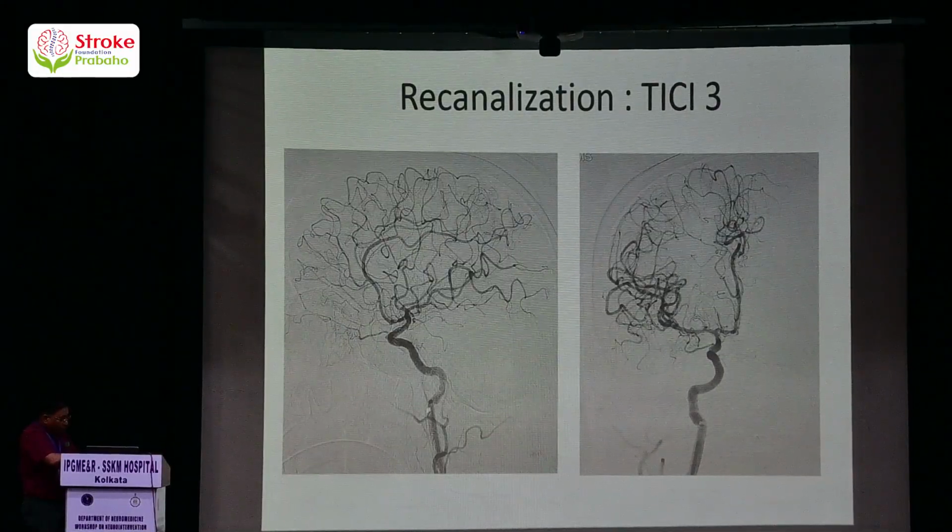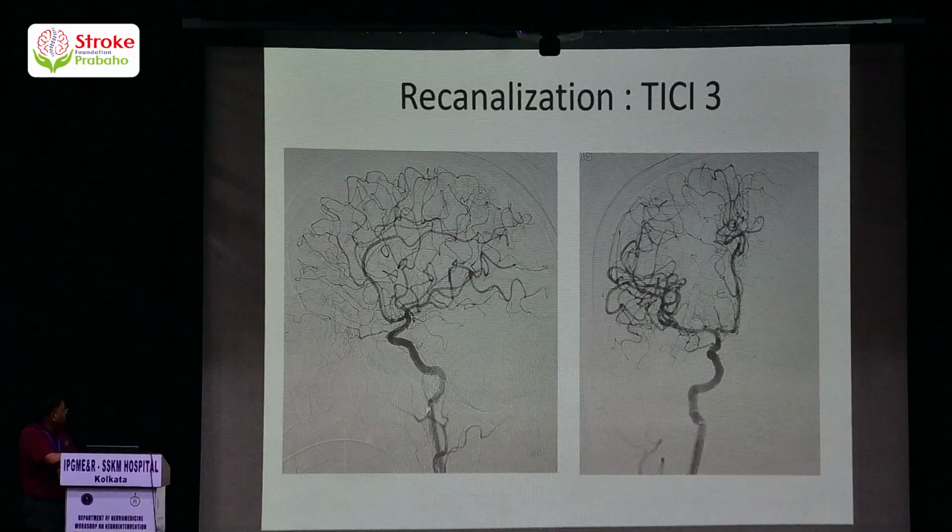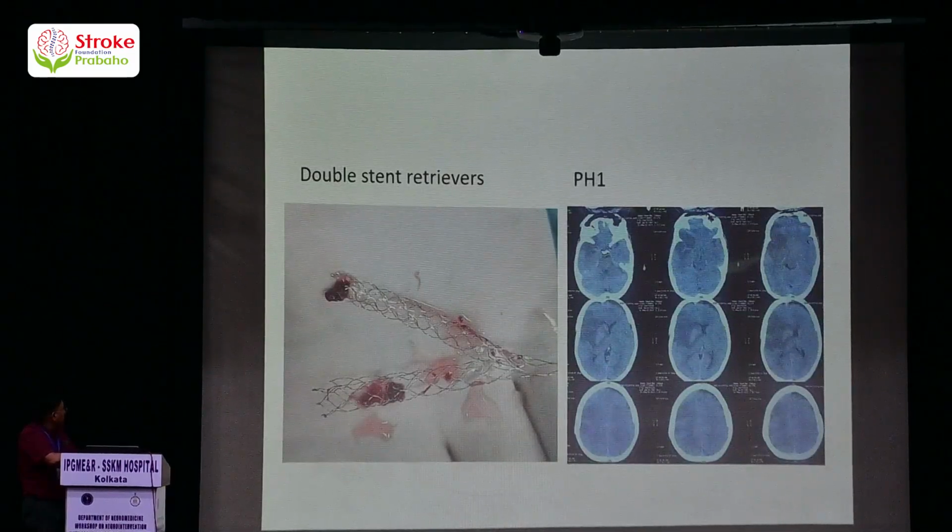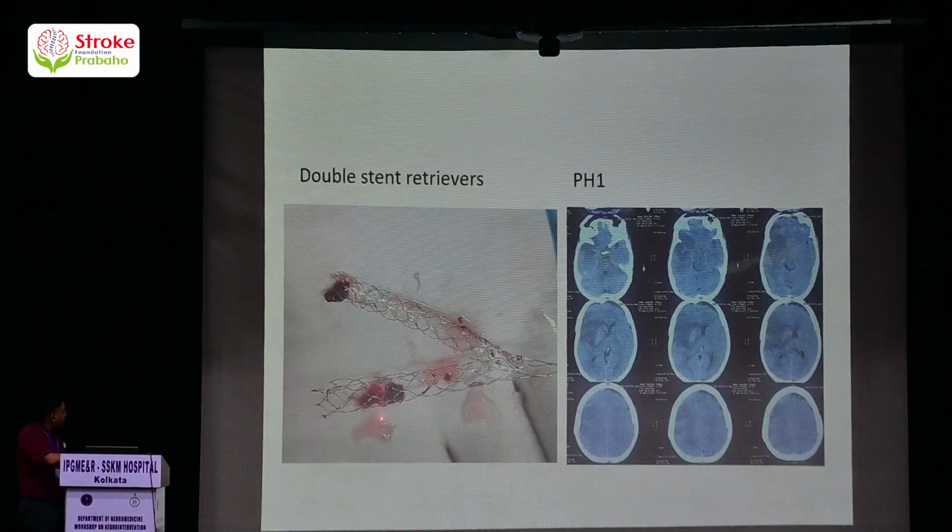It was not a pseudo occlusion because it was more like a proximal occlusion, but really it was a distal occlusion. And these are the two stent retrievers. You can see the clot in both stent retrievers, and there is a small hemorrhage here.